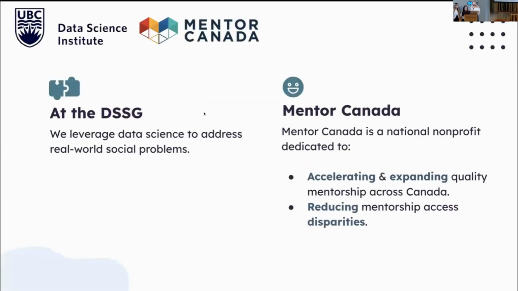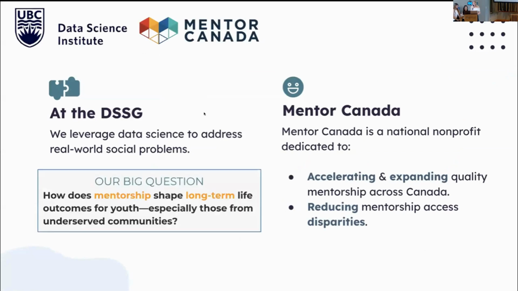As part of the DSSG program, we use data science to approach real-world social problems. Our partner, Mentor Canada, is a national nonprofit organization dedicated to expanding access to quality mentorship. Together, our shared goal is to analyze how youth mentorship affects subsequent life outcomes, and we aim to help Mentor Canada build a strong case for grant applications, expanding high-quality and accessible mentoring across Canada. Over this summer, our team worked closely with Mentor Canada to explore how mentorship shapes long-term life outcomes for youth, especially those from underserved communities.